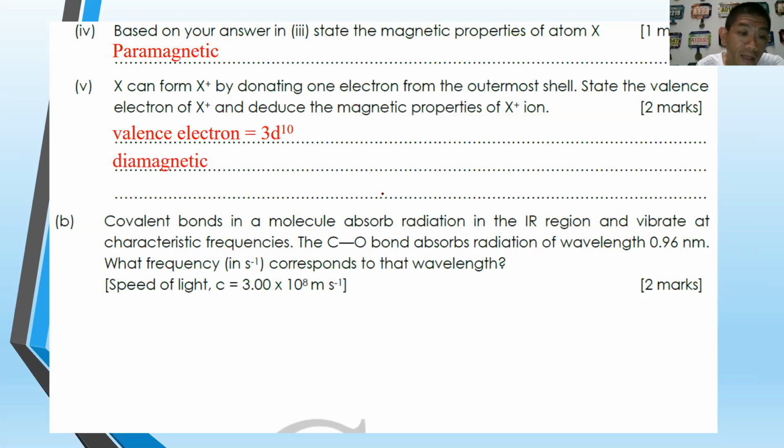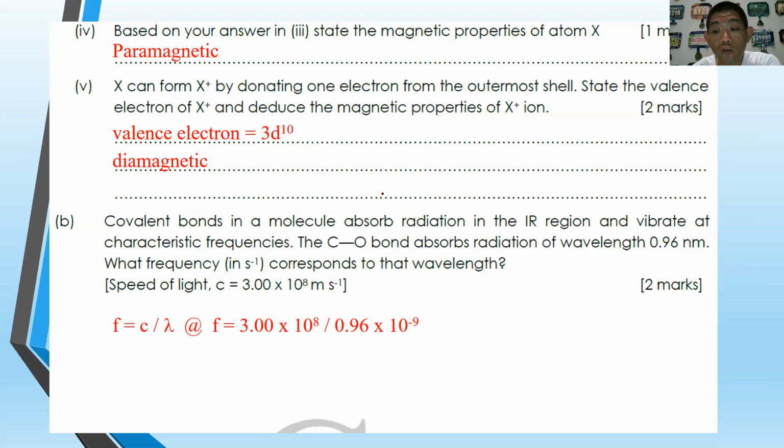And last but not least, B. A covalent bond in a molecule absorbs radiation in the infrared region and vibrates at characteristic frequencies. The carbon monoxide bond, the carbon-oxygen bond, absorbs radiation of wavelength 0.96 nanometer. What frequency in second^-1 corresponds to that? So first of all, you have to calculate the frequency first. So you use f equals c over lambda, where c is 3.00 divided by the wavelength 0.96 nanometer.